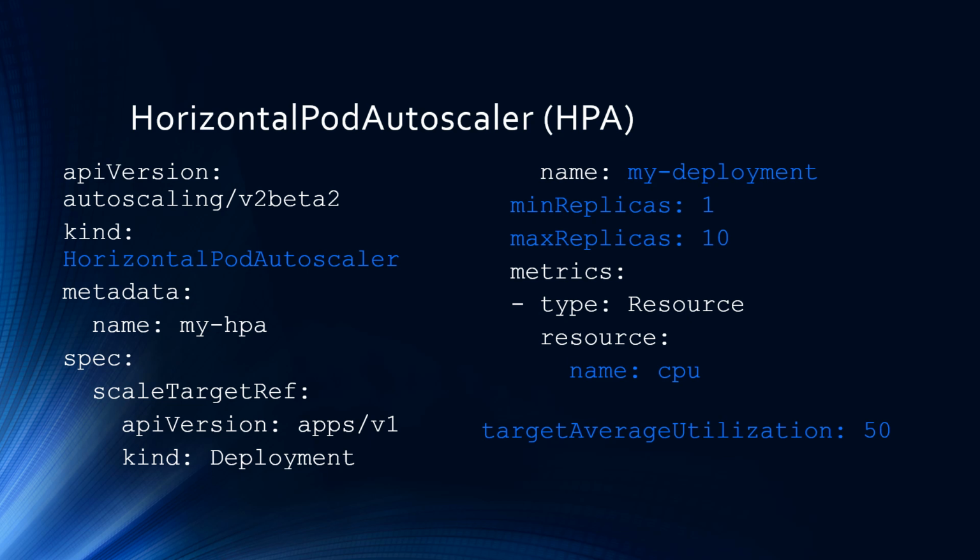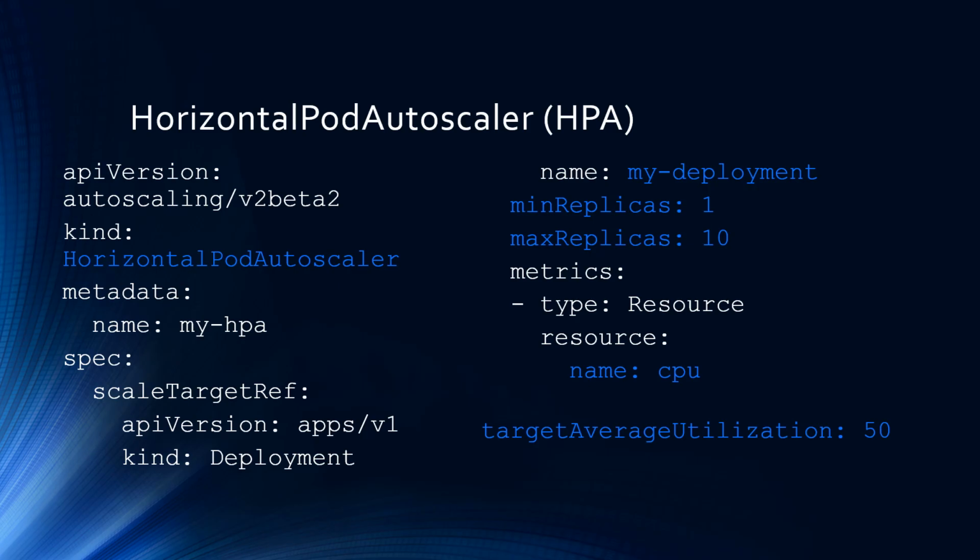Scale target ref identifies the resource to scale, in this case, a deployment. Min replicas and max replicas set the scaling boundaries. Metrics define what we're measuring to make scaling decisions. In our example, we're using CPU utilization as the scaling metric with a target of 50%. This means HPA will try to maintain average CPU utilization across all pods at 50% by scaling up or down within the specified replica limits.